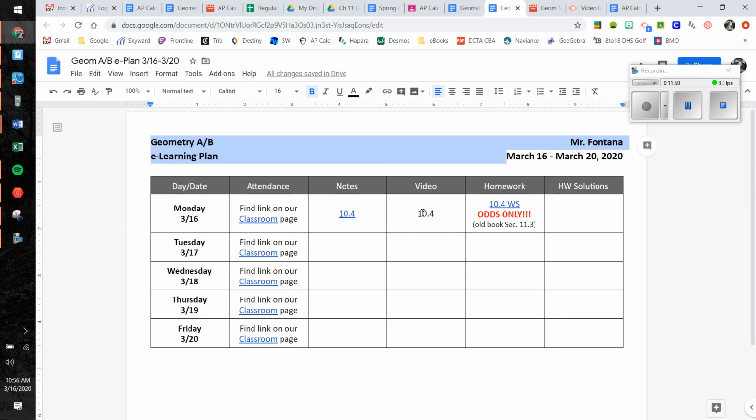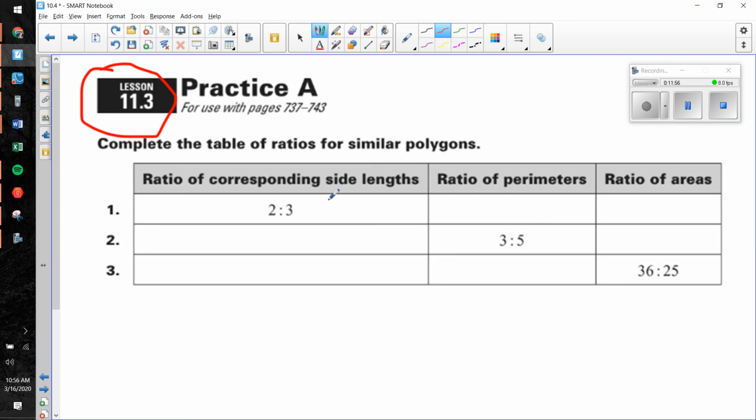I assigned just the odds, everybody, because I thought we would do the evens here together as we go through some of this to kind of help you out. So we're going to get started on just a couple of problems here together, and we'll see how long this takes. So let's take a look at number 2.